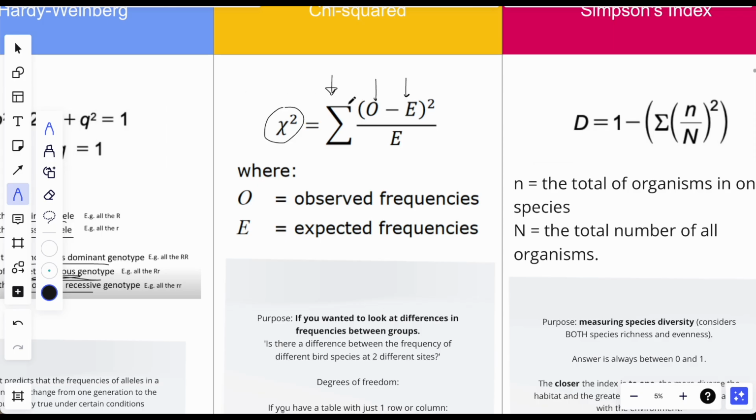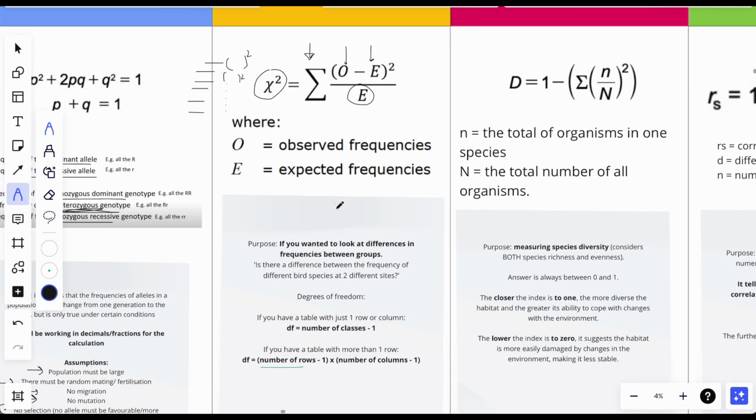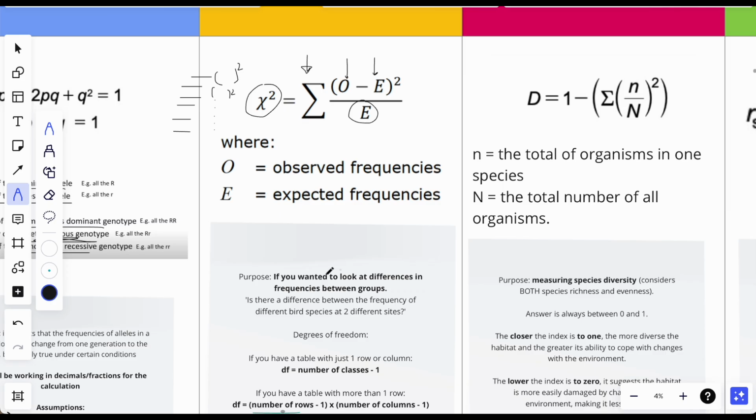After you've taken observed minus expected, for each column, you then square the difference each time. And then after you've done all of that, you add them all together and divide it by the expected frequencies that were found in the table. Now the purpose of it really is to see the differences between frequencies between groups. So an example, just to put this into context, would be: is there a difference between the frequency of different bird species at 2 different sites?